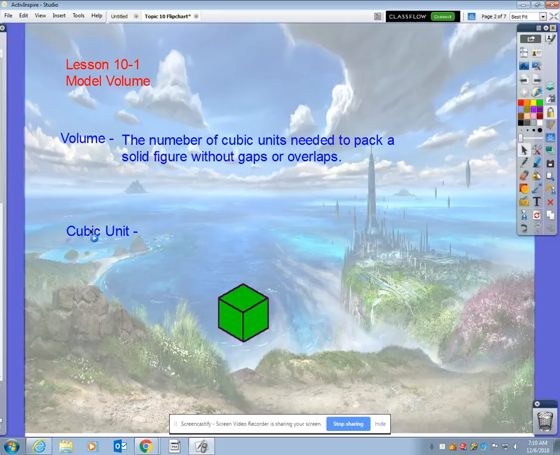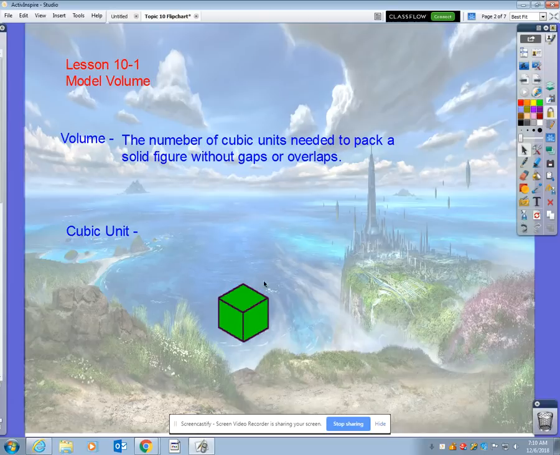Cubic unit is the unit that we use to measure volume. We start with the word cubic unit, but it's essentially going to end up being feet, yards, or inches. It'll be a unit of measurement, but for lesson 10-1, we're looking at cubic boxes.